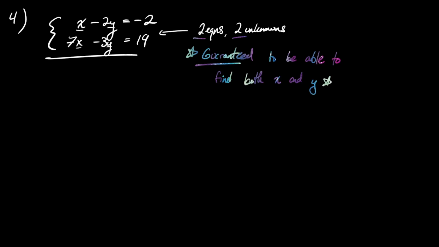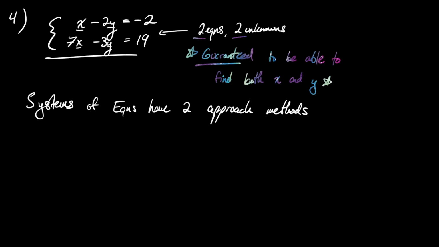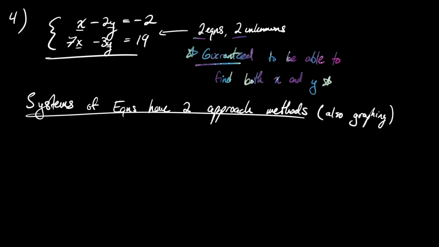So, in general, systems of equations have 2 approach methods. And then also they have graphing, but often graphing will not be quick or sometimes even allowed on tests. You might not have access to a graphing calculator. So we're going to not cover graphing in this video. So the first approach method is called substitution, and that's the one we're going to do first.